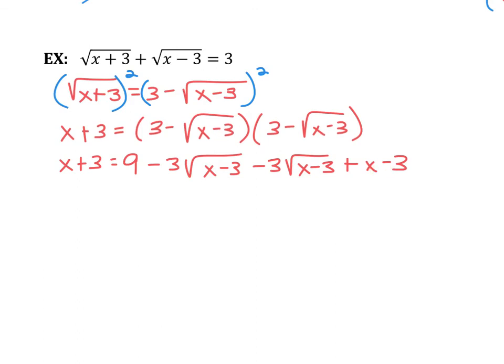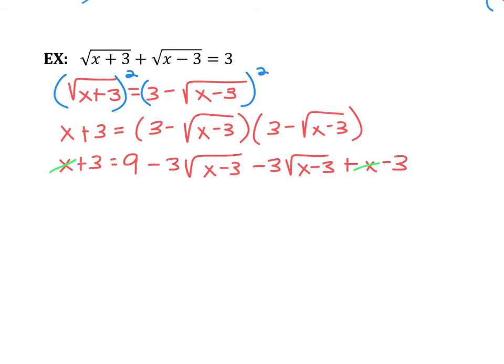All right, so now you may notice that our squaring process up here still left us with some radical terms. So we're going to need to isolate these radical terms on one side of the equation and move everything else to the other side. So let's take a look at what that would look like. All right, well, our x terms would go away. And then if we take what we have on the right-hand side, 9 minus 3, this 9 minus 3 over here on the right-hand side would give us 6.